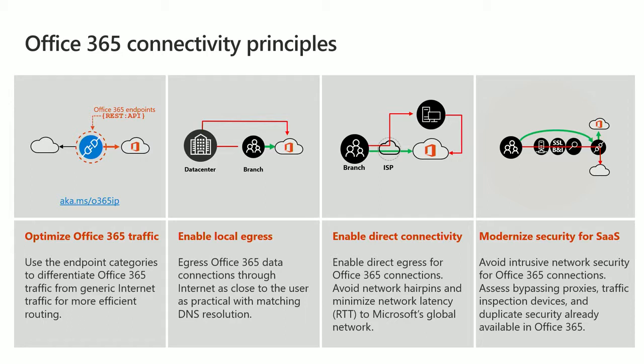Number two is enabling as local egress as possible. It doesn't make sense to route Office 365 heavy volumes, latency-sensitive traffic across your WAN. It drives costs, it generates latency, and it definitely decreases the user experience. The third principle is allowing a direct egress specifically for the trusted Office 365 connections. These are the connections, again, that are high volume, that are protected with encryption.